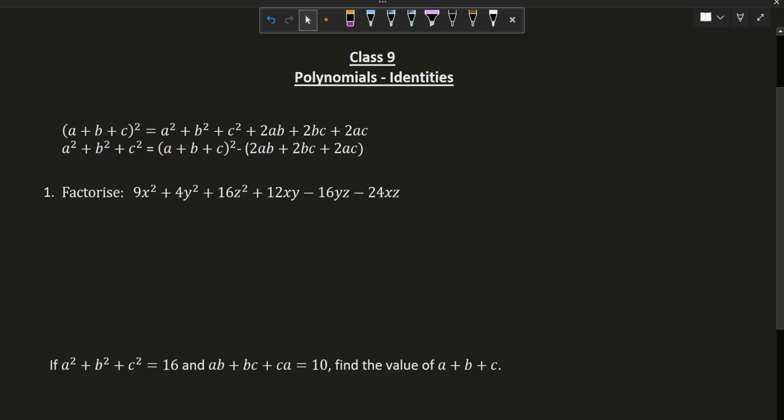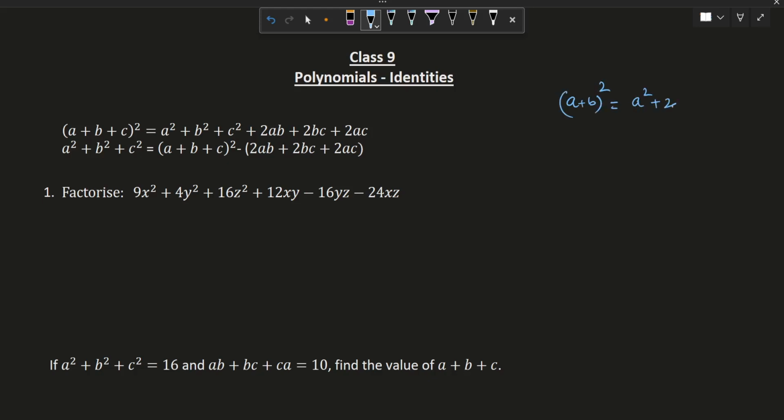Hello students. So today's topic is polynomials, and in polynomials we are going to learn identities. Today I'm only talking about the identity (a + b + c) whole square, and I know you know other identities. If you want, I can brush up all of them once. So the first identity you did in your 8th grade, if I'm not wrong.